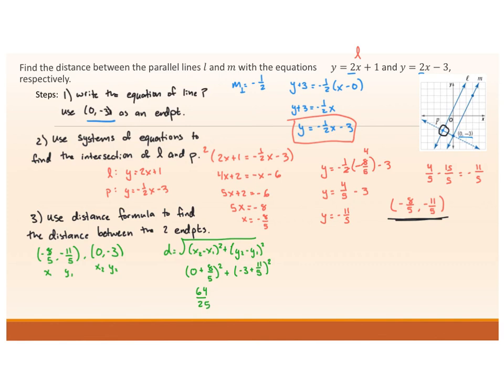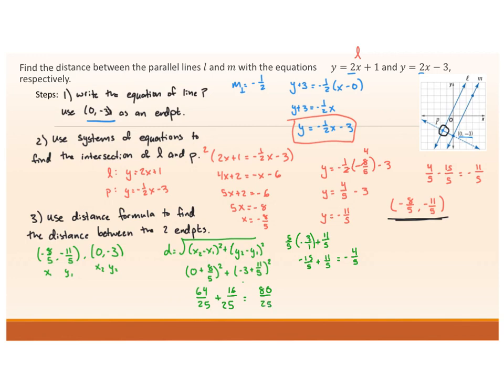Now I need to do, again, a little more fraction math. So I'm going to come over here and I have negative 3 over 1 plus 11 over 5. I'm going to put this over a common denominator, which gives me negative 15 over 5 plus 11 over 5. And that's going to be negative 4 over 5. Now once I plug this back into my equation over here, I'm squaring it. So I'm going to end up with 16 over 25, which when added together is 80 over 25.